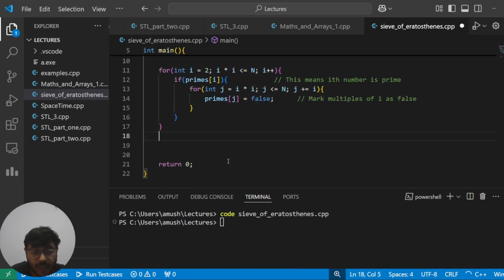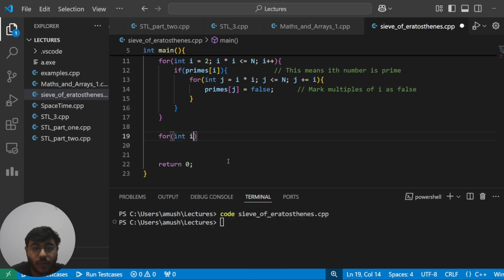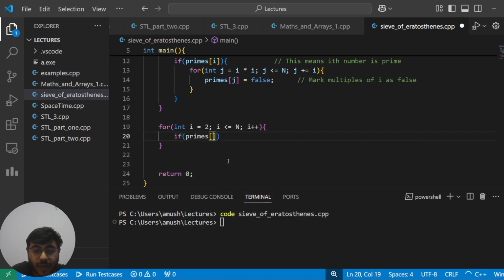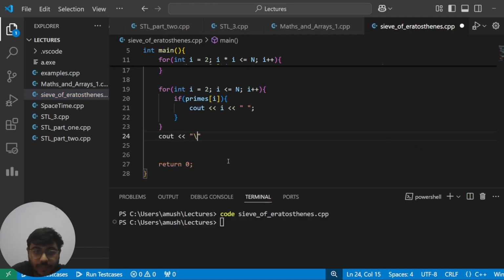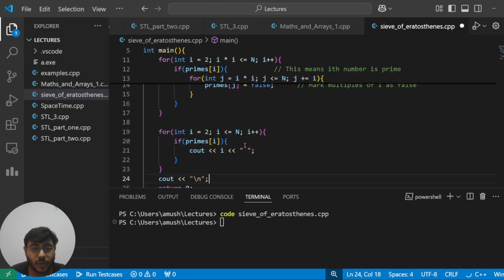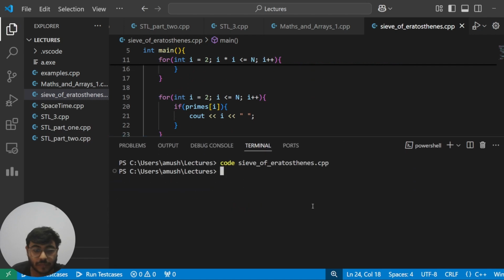Now let's use it to print the primes. For int i equal to 2, i less than equal to n, and i plus plus. If primes of i, meaning the number is prime, we'll print it. Cout i and print it, and after it cout slash n for getting the next line. Okay, so we are done with the code. Now let's try to run this piece of code. g++ save.